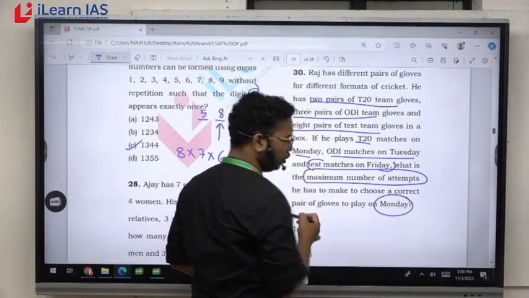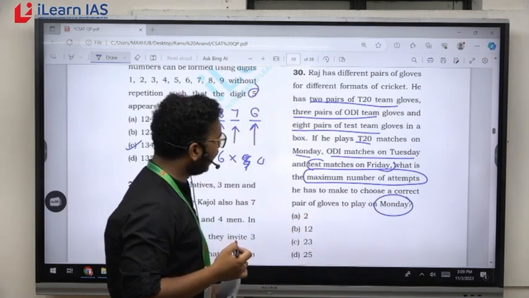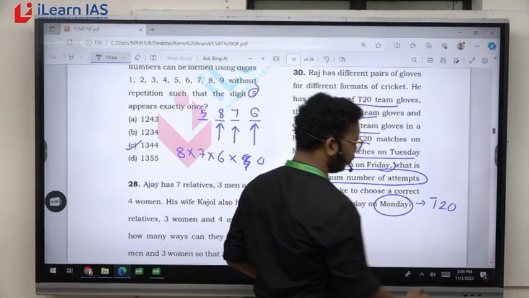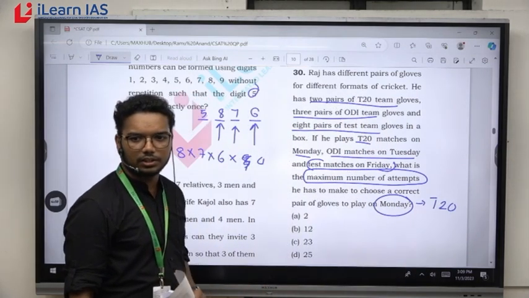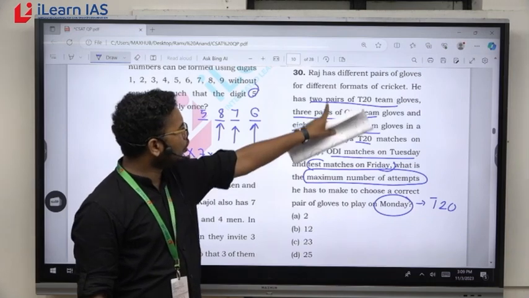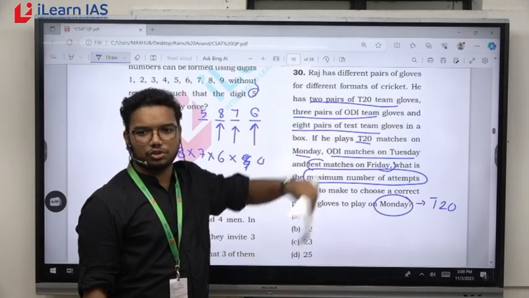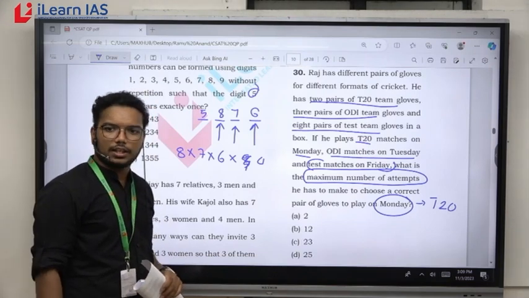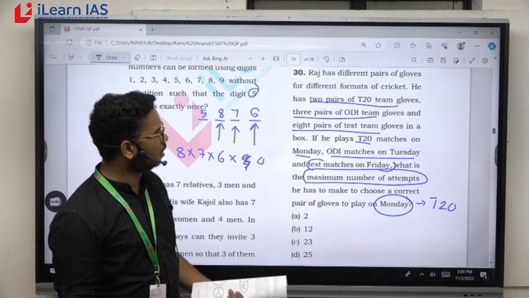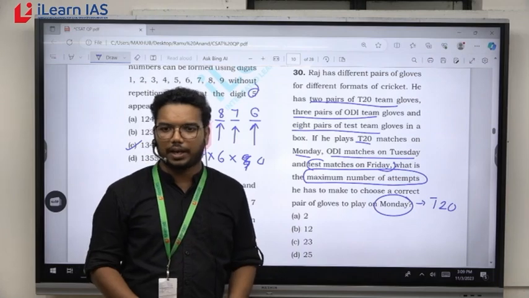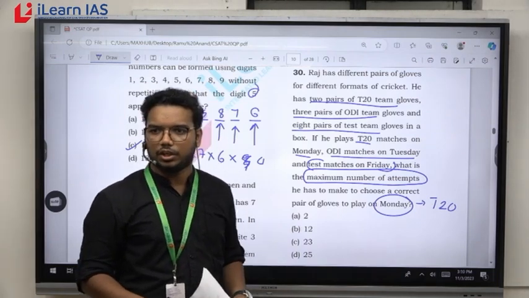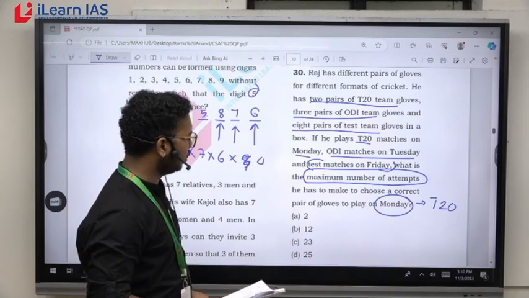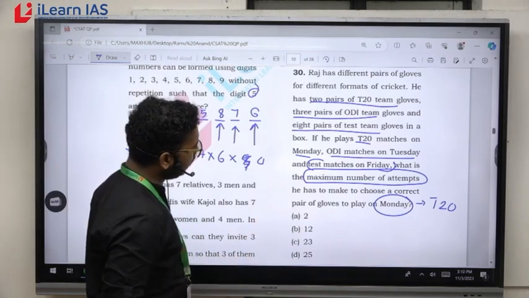On Monday എന്നാണ് ചോദിച്ചിരിക്കുന്നത്. So Monday ഏതാ കളിക്കുന്നത്? Monday he will be playing a T20 match. So 2 pairs of T20 മാച്ചിനെയാണ് നമുക്ക് ചൂസ് ചെയ്യേണ്ടത്. മാക്സിമം അറ്റംപ്റ്റ് എന്ന് പറഞ്ഞു കഴിഞ്ഞാൽ നമ്മൾ ഏറ്റവും അവസാനം മാത്രമേ ഈ കറക്റ്റ് പെയറിനെ എടുക്കാവുള്ളൂ. ഓക്കെ, സോ വി നീഡ് ടു ഇലാപ്സ് ഓൾ അവർ അറ്റംപ്റ്റ്സ്. സോ ഇതിനെന്താണ് ഇലാപ്സ് ചെയ്യാൻ എടുക്കുക?